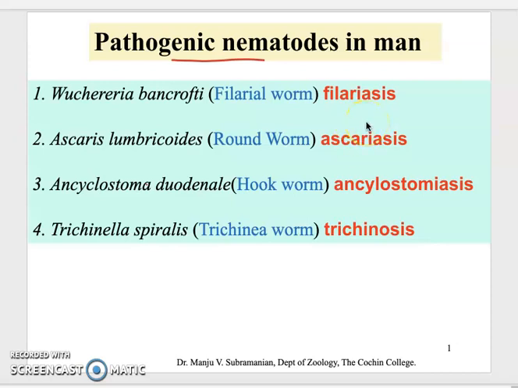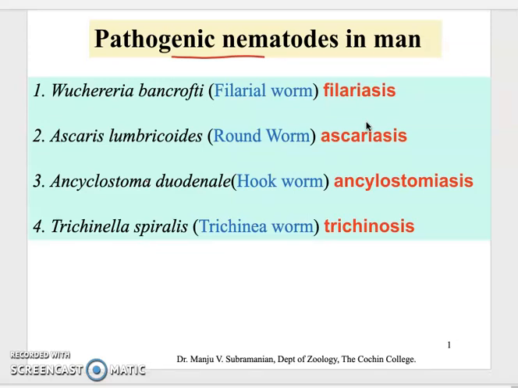It is said that at least hundreds of nematode species parasitize plants, and nearly 50 species parasitize man. In man, these parasites enter into the body through food or contaminated water, mainly through bare skin, and cause a serious illness, and sometimes it may result in death. So once again, these are the 4 parasitic nematodes that you have to deal with in this semester.